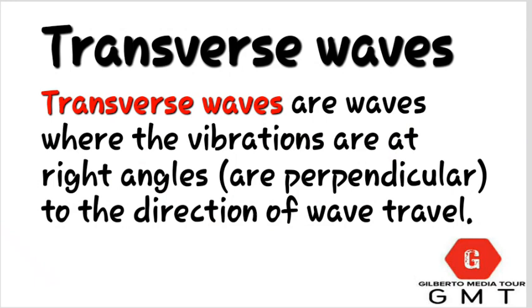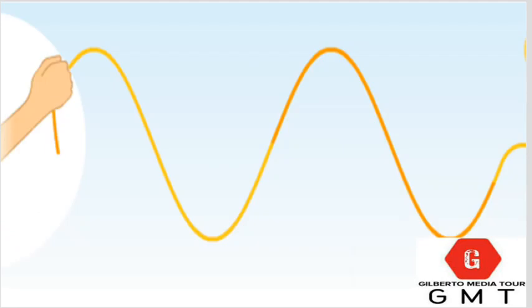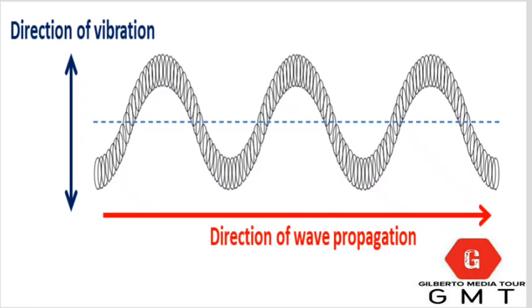The vibration of particles moves up and down, so the vibration is perpendicular to the direction of the wave. The direction of wave propagation is always perpendicular to the vibration of particles, in terms of crest or trough. Those are what we call transverse waves.